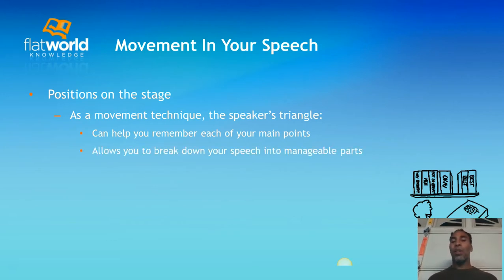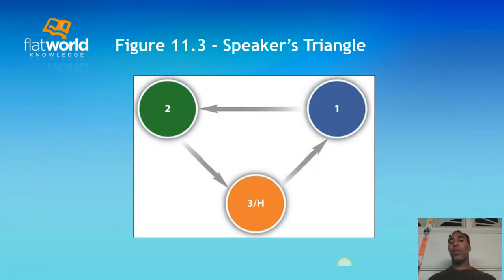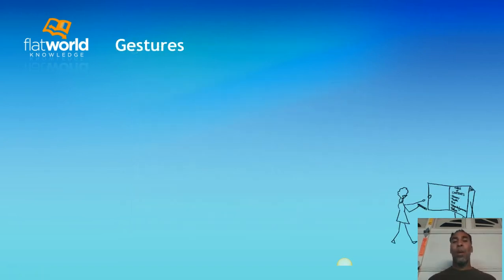It allows you to break down your speech into manageable parts, like how they say, how can you eat an elephant? Well, one bite at a time. It can help demonstrate your purpose and reinforce your credibility, right? And there's an image of the speaker's triangle. I go from here to here, then down here, and then I just repeat, just moving around. Here I'm talking about economics, here I'm talking about marketing, and down here I'm talking about my conclusion. Back to here I'm talking about product placement, back to here market differentiation, and back to here creating new markets, right? So you just go through your speaker's triangle.